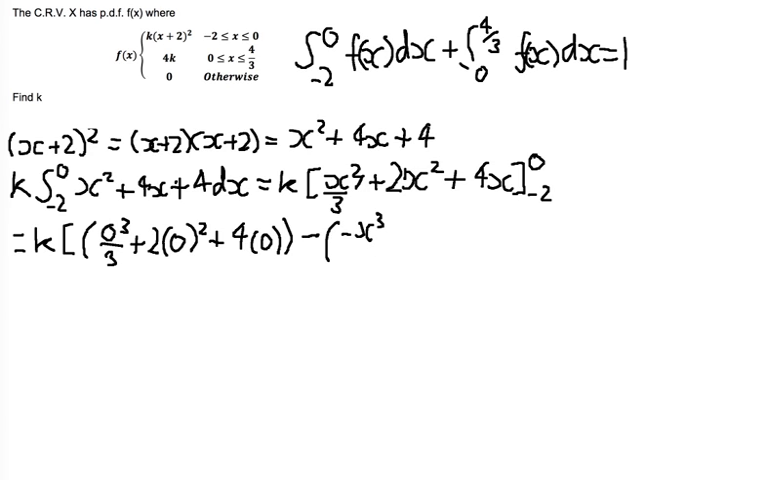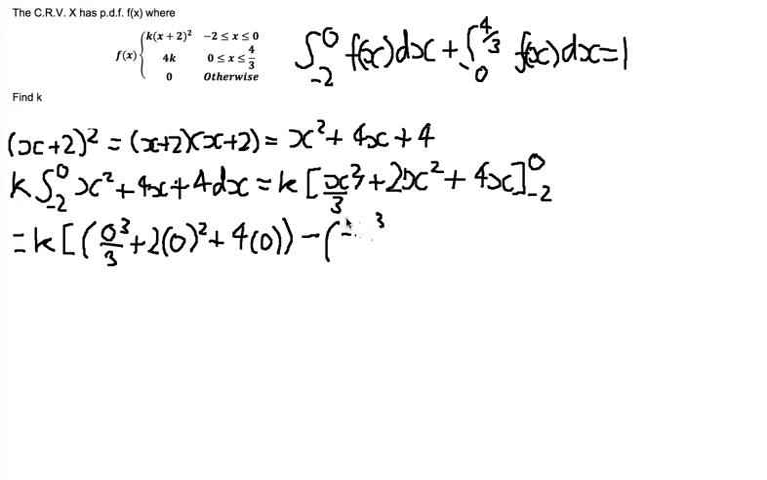x cubed, sorry. Let's just get a rubber. Apologies, give me a second. There we go. This should, of course, be minus 2 cubed. Let's just get back to pencils.